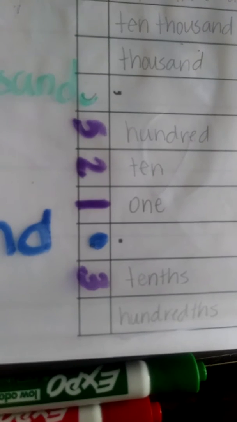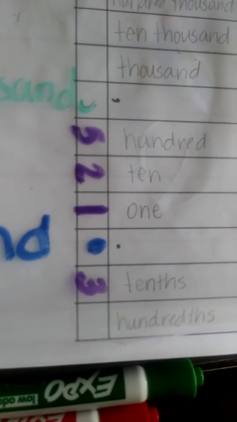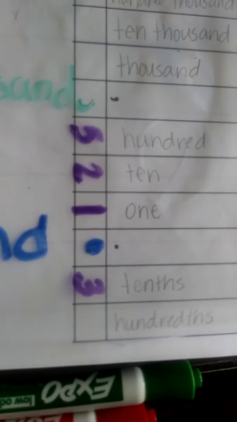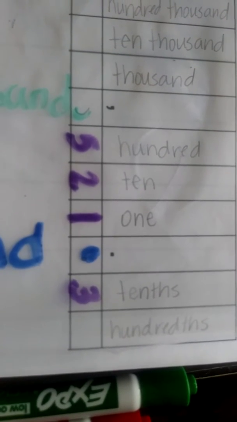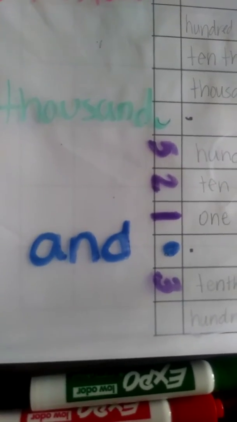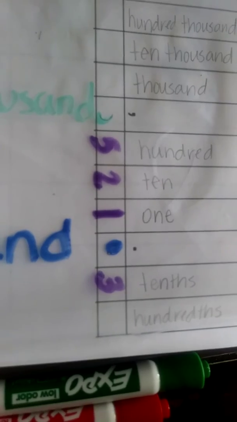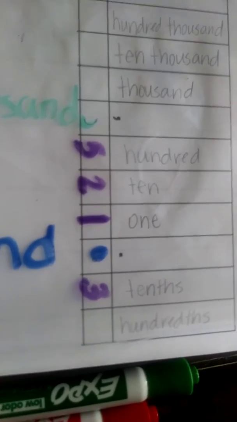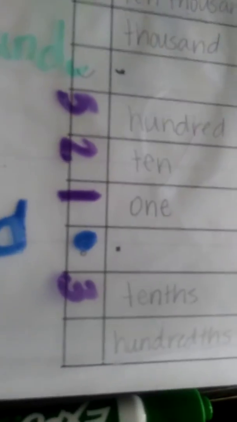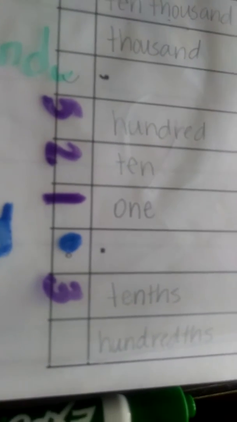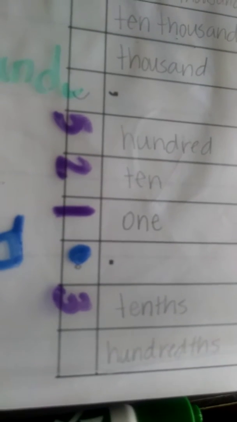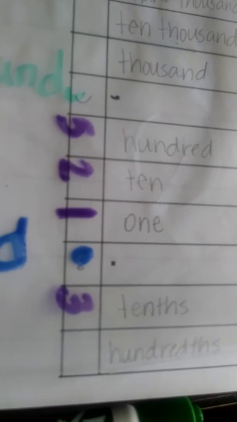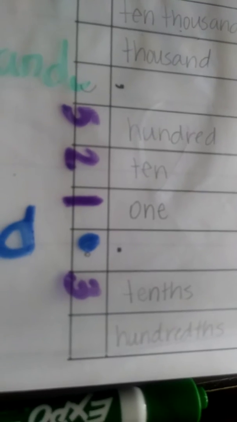Okay. Here we have the number 521.3, which is not the correct way to read it. But we can easily say 521, and then we have to say "and" because we got to the decimal, and we have to say 3/10. Now, after we get to the decimal, at the end of our number, we have to read the place value's name. So here we have 3/10 because it ended in the tenths place. Let me give you a little different example.